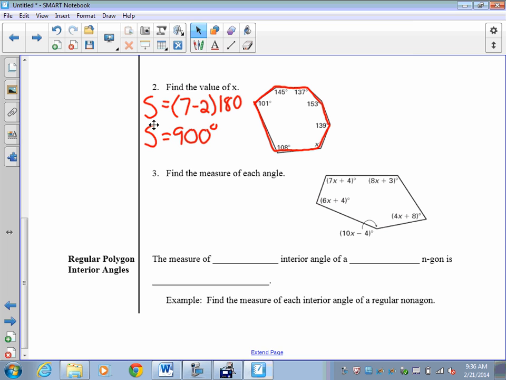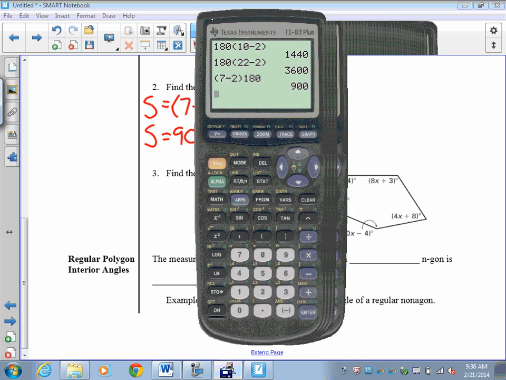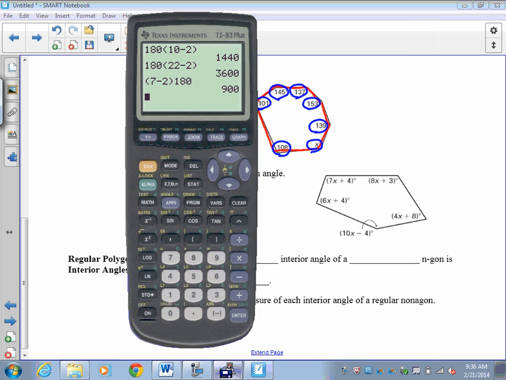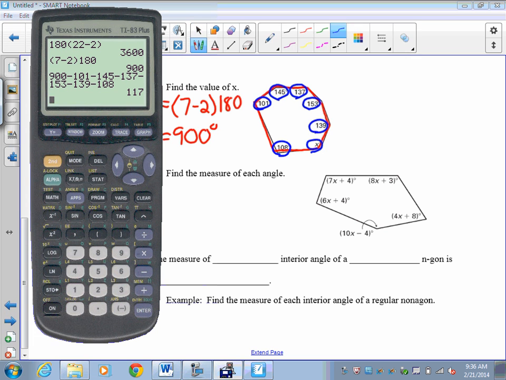So what needs to happen is I need to add up all of these angles and set them equal to 900. The easy way to solve my problem would be to just take 900 and subtract every other angle that I have. So I'm going to subtract the 6 angles that I have from 900, and I'll see that x is equal to 117 degrees.